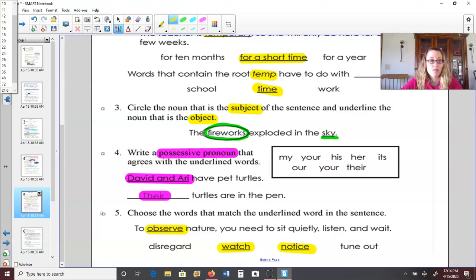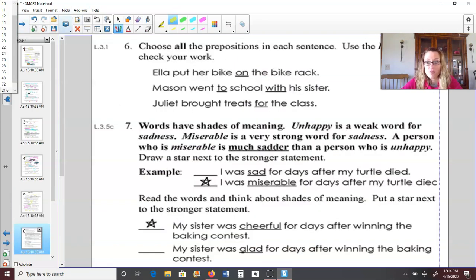Tune out. No, you might tune out mom and dad when they're asking you to get your schoolwork done. You might not listen, but when you are observing, you are tuning in. Like you are observing this grammar lesson right now by tuning in. Hopefully you're not tuning out. All right, number 6, choose all the prepositions in each sentence.